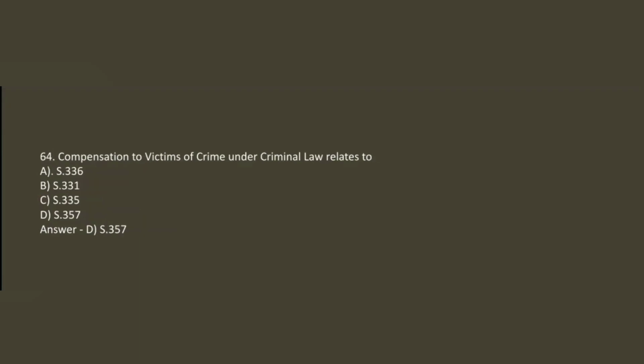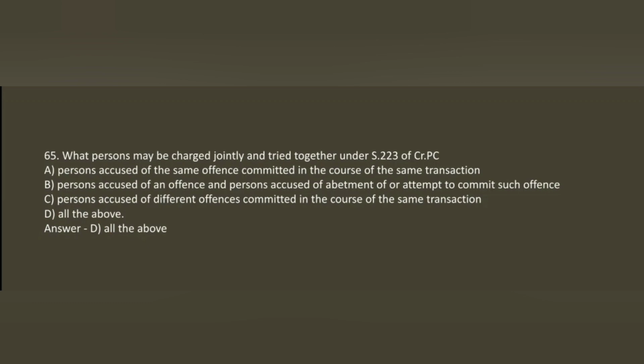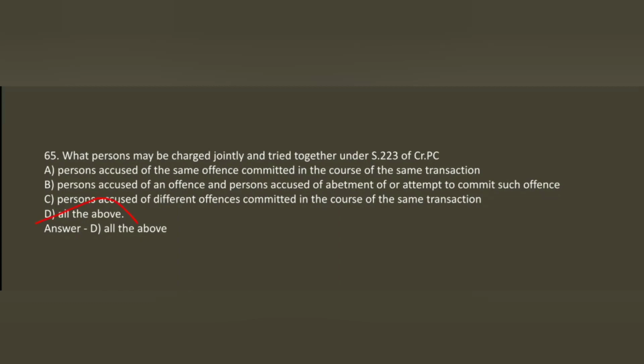64. Compensation to victims of crime under criminal law relates to? Correct answer option D, section 357. 65. What persons may be charged jointly and tried together under section 223 of CrPC? Correct answer option D, all the above.